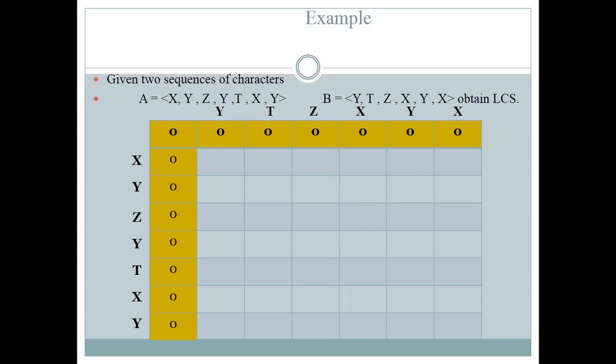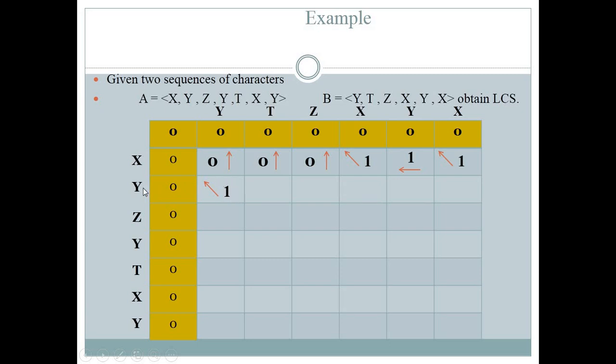Okay, after it we will check with the y value. In that, y and y are matching. So if y and y are matching, then we will put a tilde sign here, and with the tilde sign we will check its diagonal, which is 0. So we will add 1 to its diagonal, so it will become 0 plus 1, 1. So we will put 1 at this place.